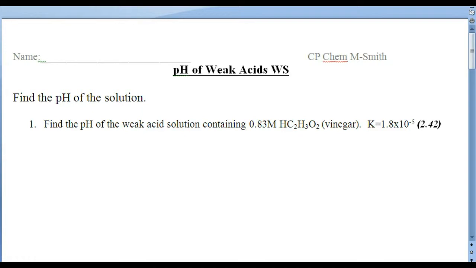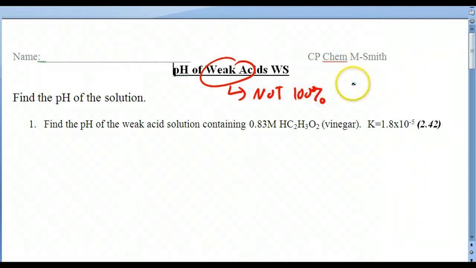For this screencast, we're going to get the pH of a weak acid. Now, for a weak acid, it's different than a strong acid. For a strong acid, you can assume a 100% reaction. For a weak acid, you cannot assume a 100% reaction. So you cannot assume stoich.